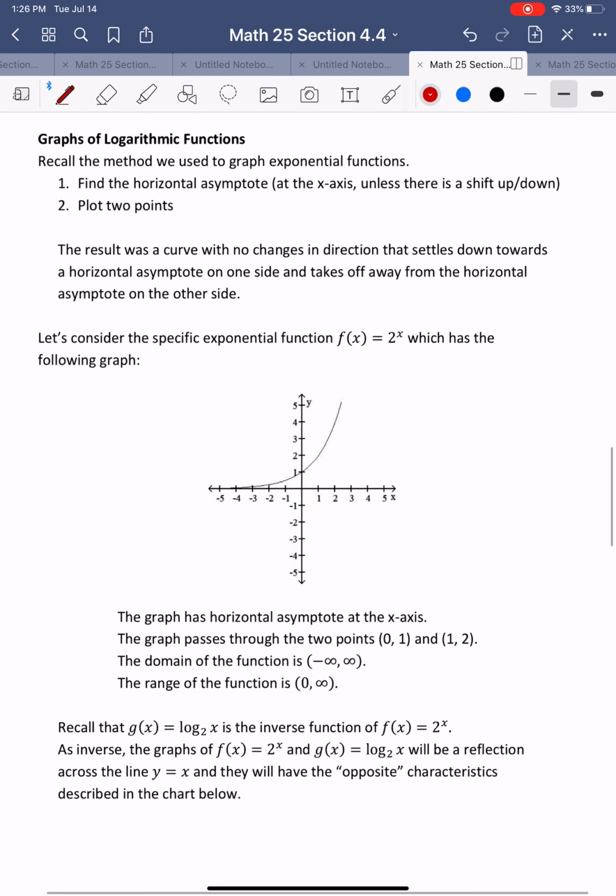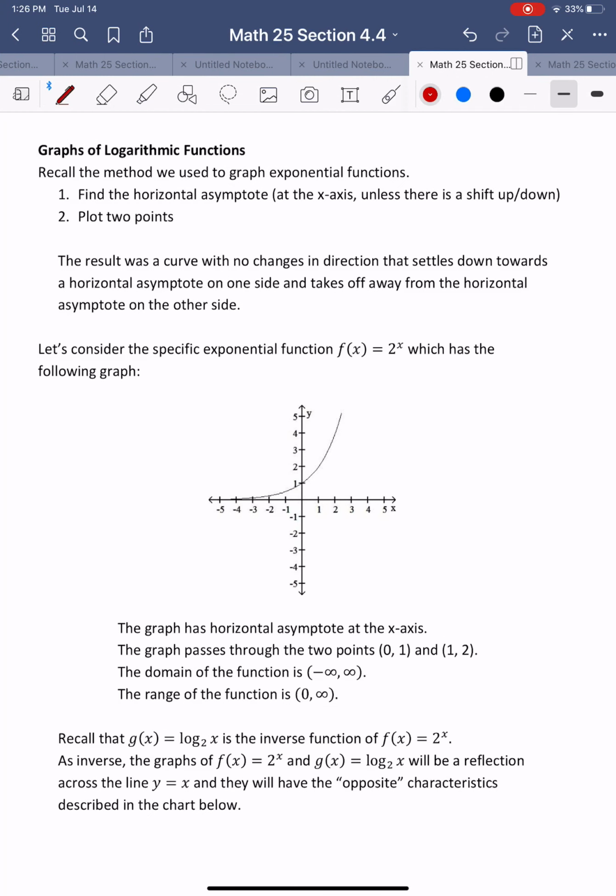Alright, let's go to the next page. Graph of the logarithmic functions. We call the method we use to graph the exponential functions. For an exponential function, we need a horizontal asymptote and two more points. The result was a curve with no change in direction that settles toward the horizontal asymptote on one side and takes off away from the horizontal asymptote on the other side, exactly like here. As you notice, the graph is increasing. On one side it takes off from the horizontal asymptote. Where's the horizontal asymptote? Of course, this is the horizontal asymptote. This side is getting close to the horizontal asymptote, and this side takes off from it.